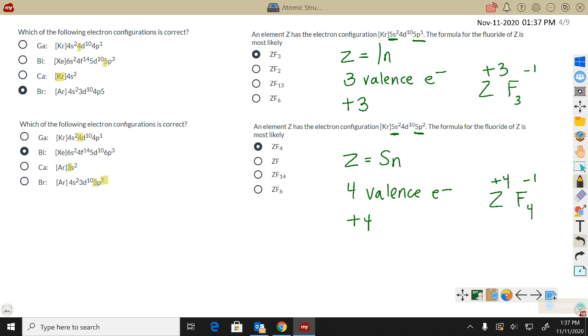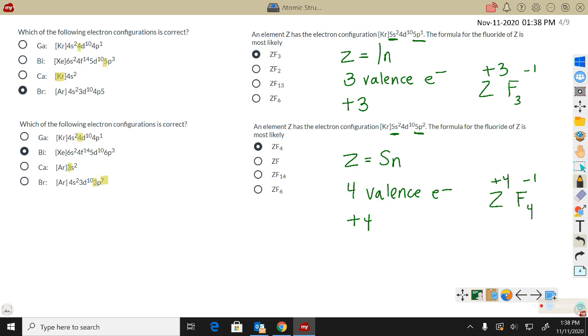The other option would have had gallium, incorrect. Again, that should be the 3d in the middle. The bismuth is correct. That should end 6p3. The calcium again is wrong, because if I'm going to use argon, then the next orbital should be the 4s for 2. And the bromine is wrong again. It should be the 4p. And yes, there are 7 valence electrons, but it should end 4p5. The other 2 valence electrons would be in the 4s.